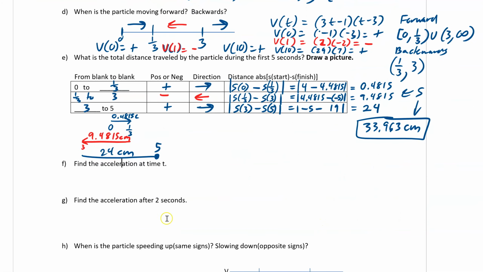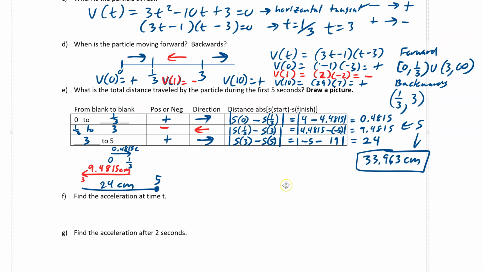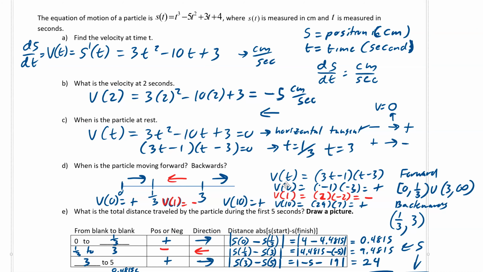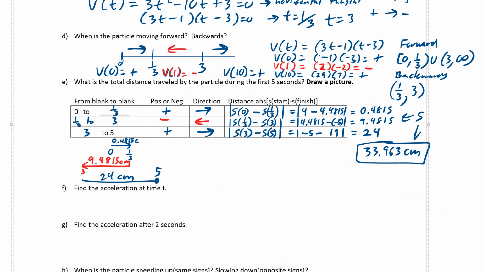Okay. Now the next question is find the acceleration at time t. So acceleration is the change in velocity. If we take the derivative of our velocity, it tells us how our velocity is changing. That's acceleration. So if you went from, say, 10 miles per hour to 15 miles per hour in 1 hour, then that would be a 5 mile per hour change per hour. That's acceleration.